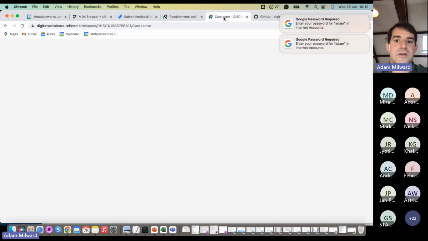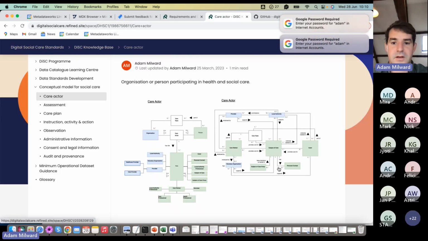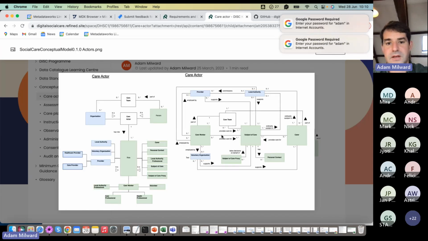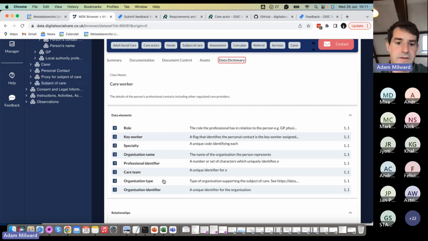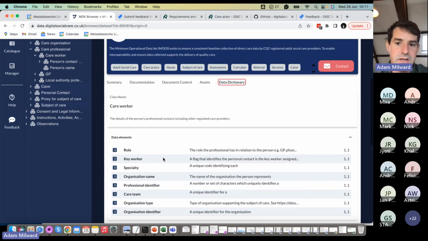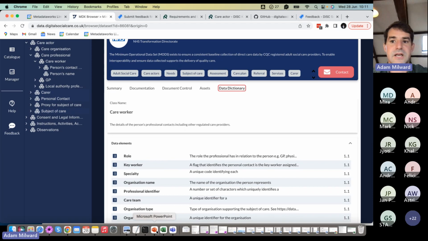So if we go back to the care actor diagram, that care worker would be linked to a particular provider. So rather than just focusing on the organization ID or the ODS code, maybe we should link to the model that we've got in the tool for an organization. And then you wouldn't have organization name, organization identifier, you just have an organization, and then you link to that organization record. So that's the other piece of the gap analysis.